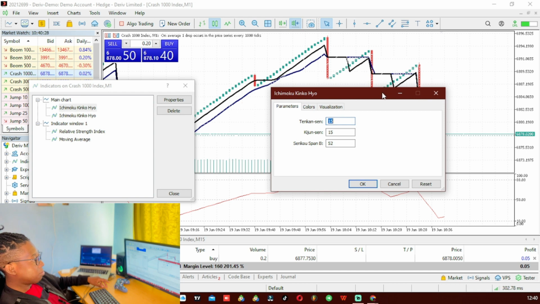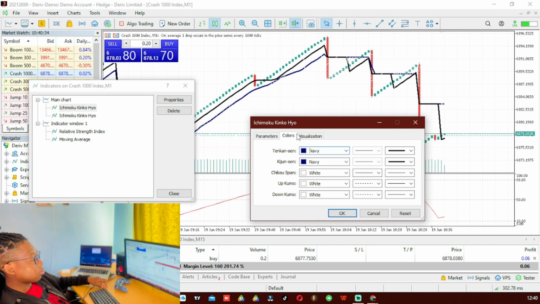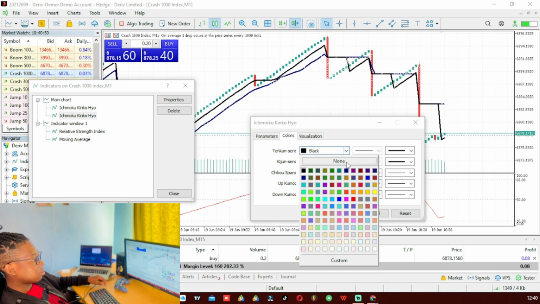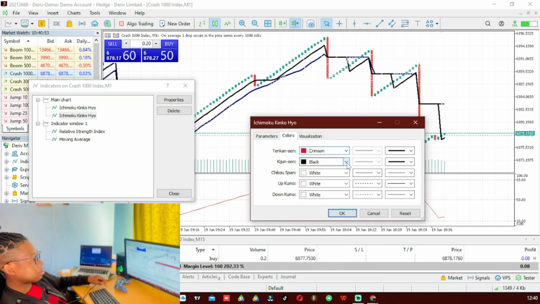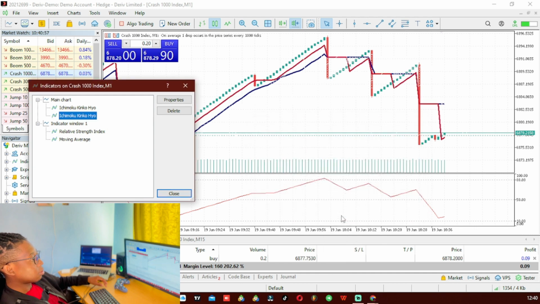Then the colors, as you might have noticed, my chart has a white background. So the only thing you have to do is make sure that the first 2 are navy or blue and the rest should be white. When it comes to the second indicator, the only difference is that the other one has got black. Let me make them red. Okay, this will be better to explain now.